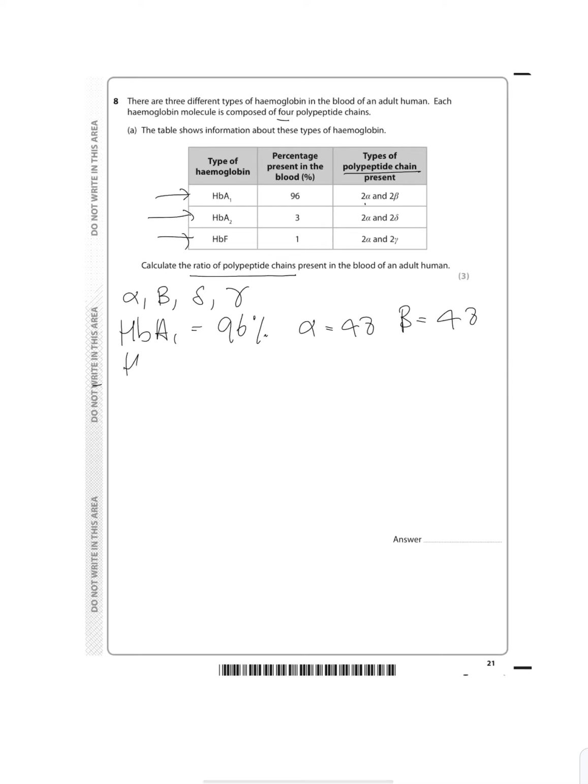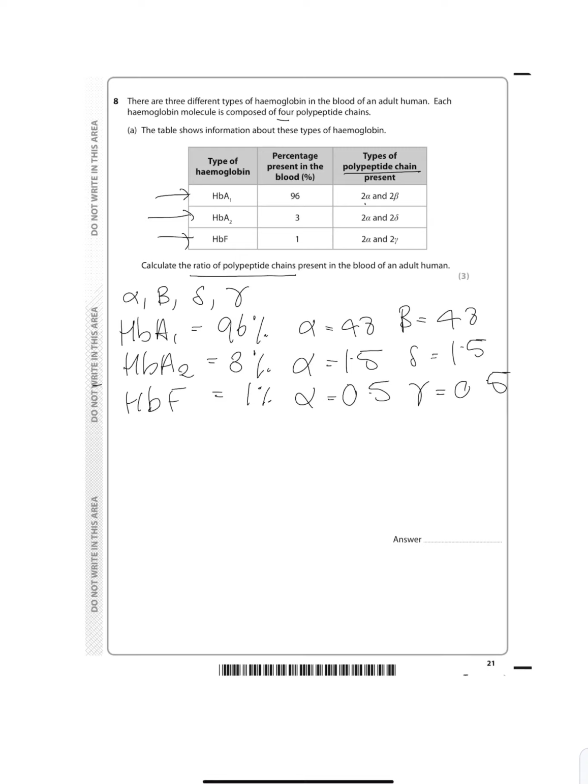Moving on to the next one, HbA2. We've got 3% in the blood. And so, again, divided by 2, because we've got 2 polypeptide chains in equal amounts, alpha would be 1.5, and delta would be 1.5. HbF, we've got 1%, again, equal amounts, alpha, so we divided by 2 would be 0.5, and gamma would be 0.5. Right, first step done.